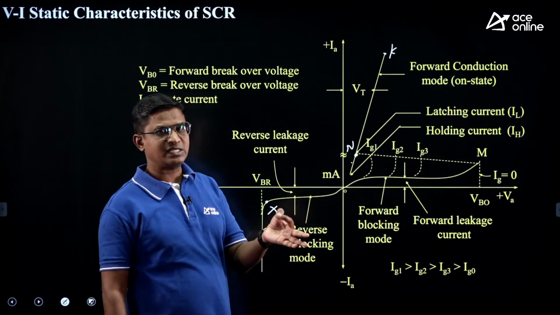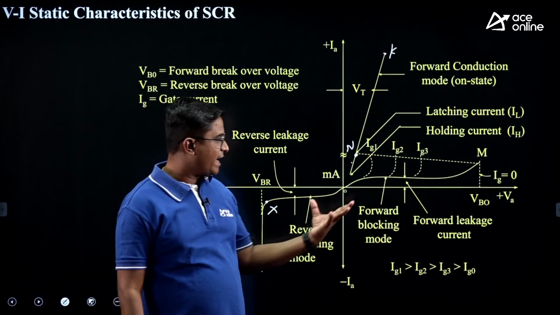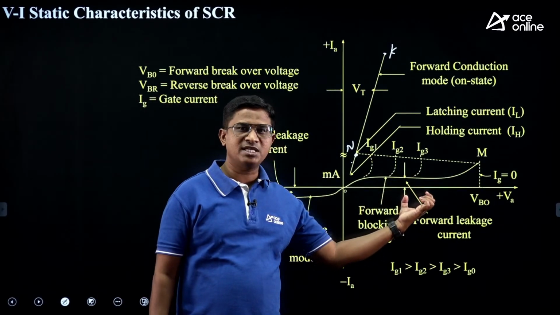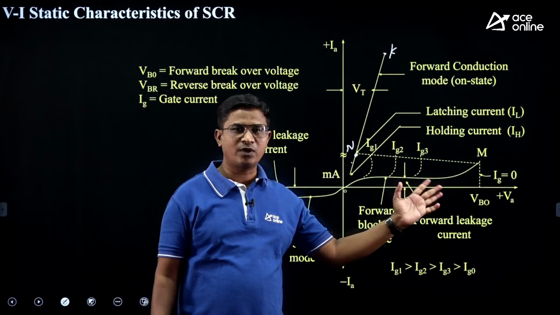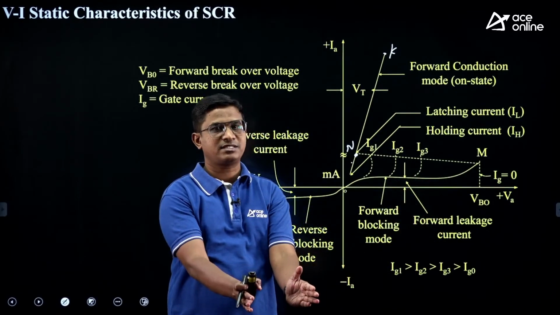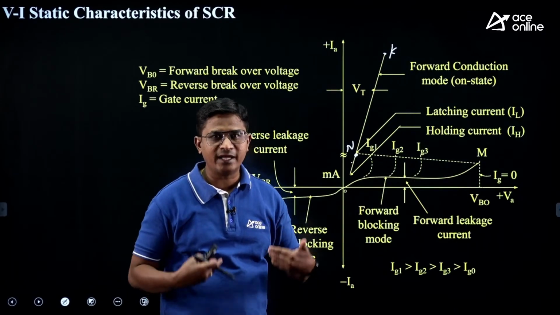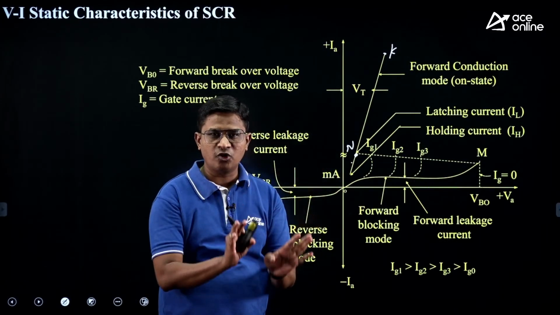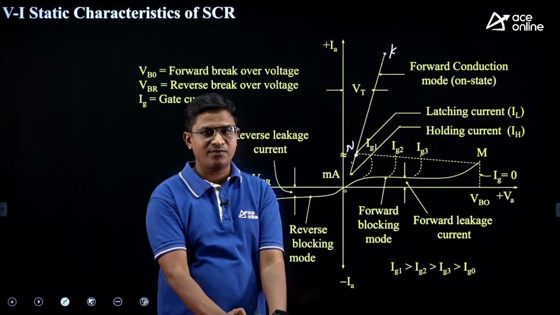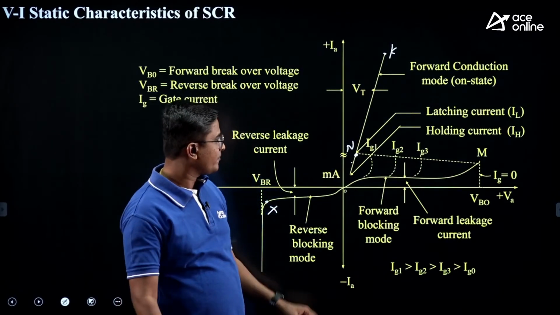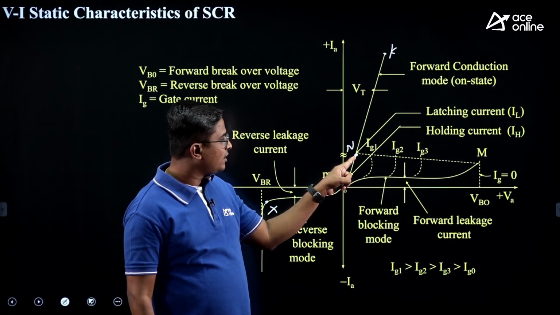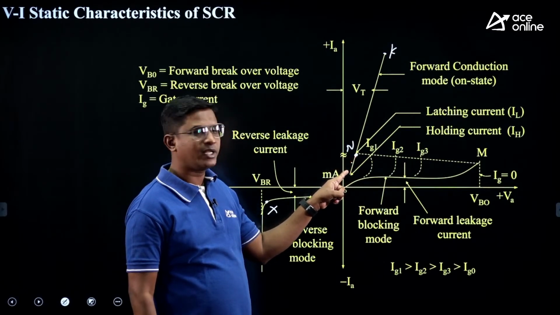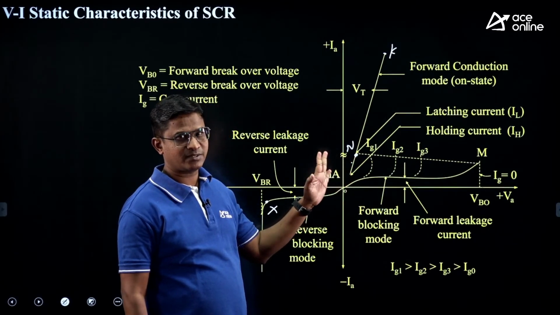Some theory questions they have framed. As the gate current of the SCR increases, the forward breakover voltage decreases, right? The more the gate current, the lesser the voltage required to turn on the device. Next, based on the definition of latching current and holding current, they have framed some questions.